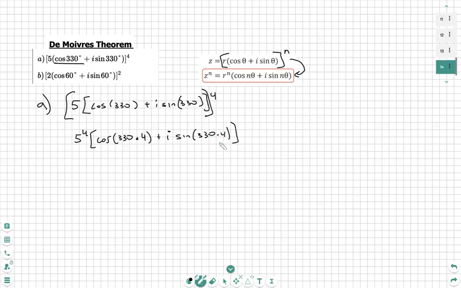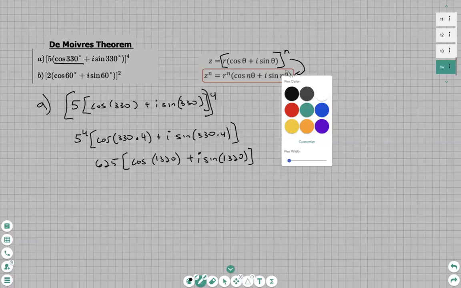So we're going to now start applying. So 5 to the 4 is 625. Cosine 330 times 4 is 1320. And that's going to be the same value we have over here. Okay. Next, we have to find these values. So I'm going to take that to the side and solve for them.